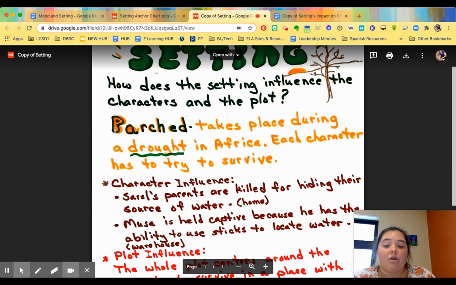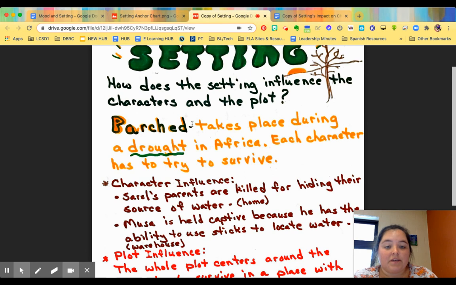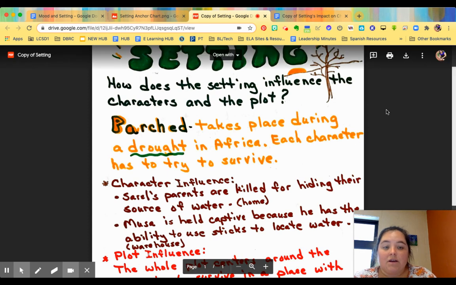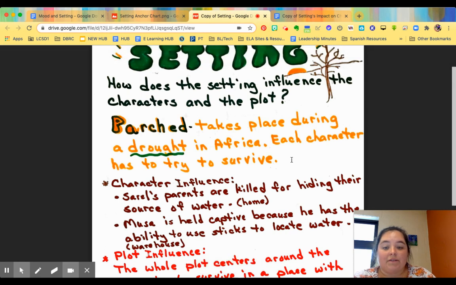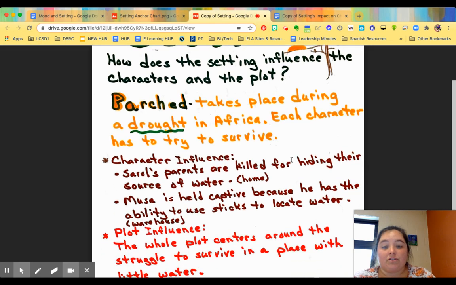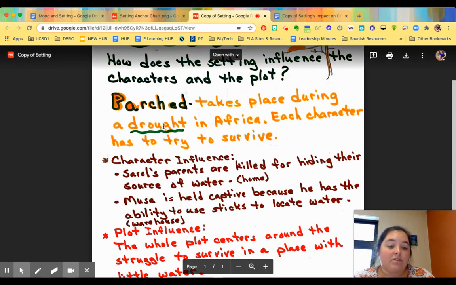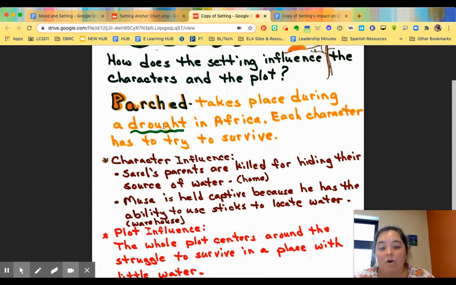There's a story that is called Parched, and it takes place during a drought in Africa. So if you're familiar with Africa, you know that it's typically hot there. It's a lot of desert and things like that. And so the fact that there is a drought and that there is no rain is very important to this story because the characters are trying to survive and they're trying to get water. So because there is a drought, the influence is that the characters need water.